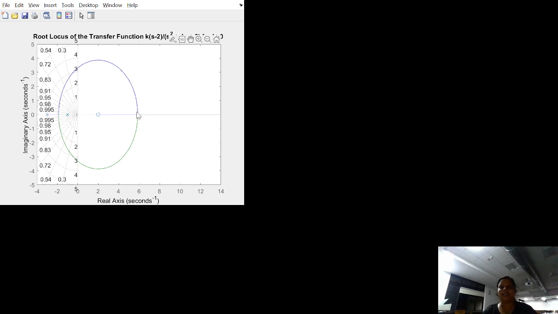We had got another break-in point at 5 point something, 5.8 or something. It was 5.2 or something. No, it was 5 point what? Can someone tell me what it was? Yeah, 5.87. At 5.87, it is the break-in point जहाँ पे दोनों locus आकर मिलता है. One of them goes to the open loop zero, the other goes to infinity.